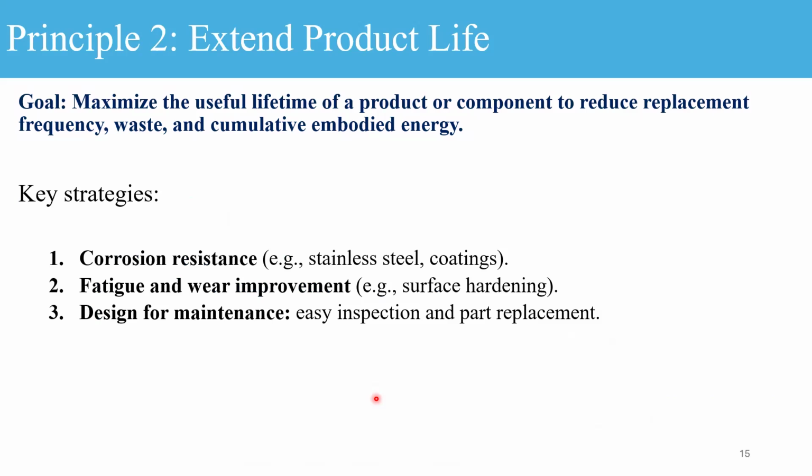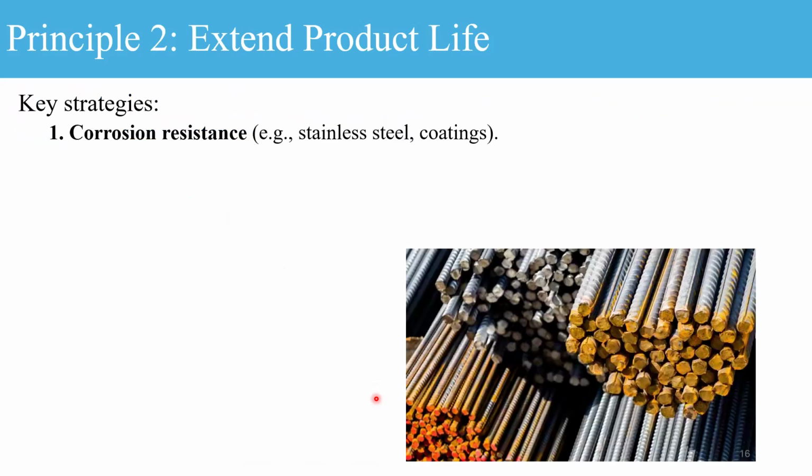So it should allow for easy inspection and part replacement rather than replacing the entire material. Modularity is similar in the sense that you make components that are modular, so it's easy to replace those modules and not the entire systems. So the first strategy, corrosion resistance.